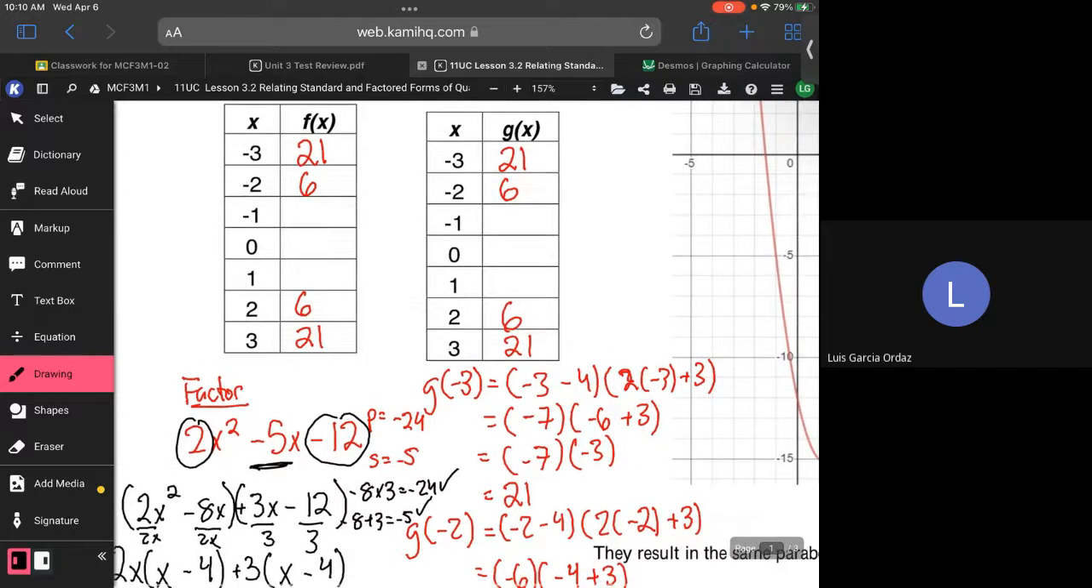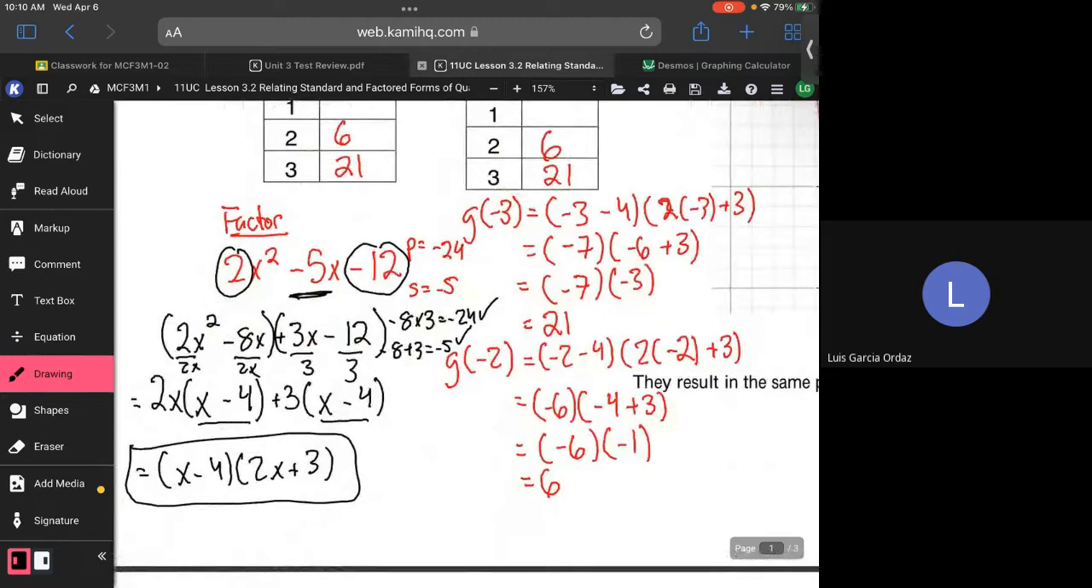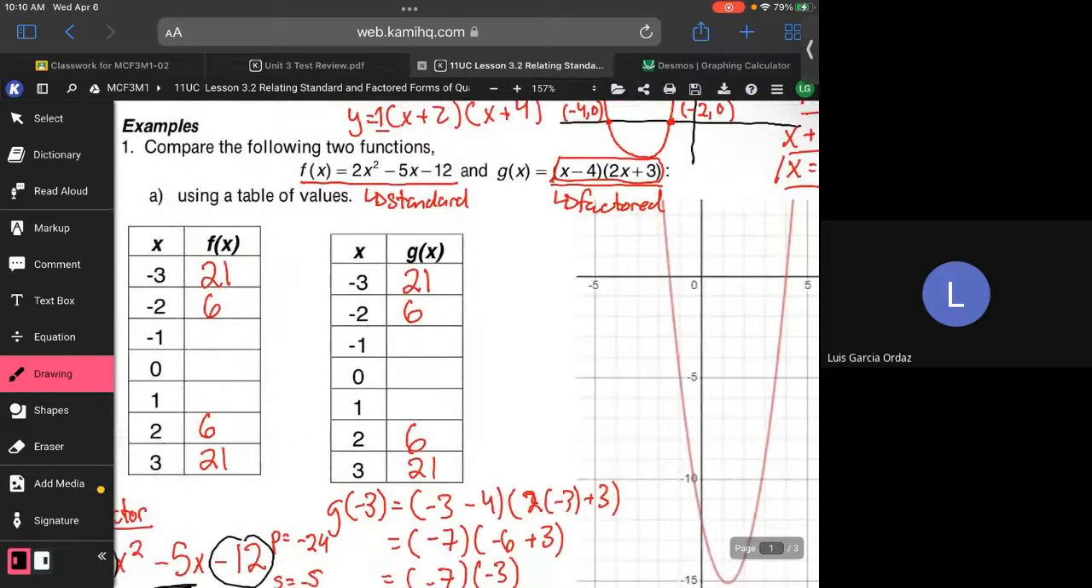Okay, what are the X-intercepts in standard form? Exactly. Yes, Olivia? I didn't hear the question. Could you explain again why f of x and g of x are the same? So we factored f of x, right? And that gave us x minus 4 and 2x plus 3, which is the same thing as g of x, which is x minus 4 and 2x plus 3. That's why. Not in every other case, but in this case, they happen to be the same.